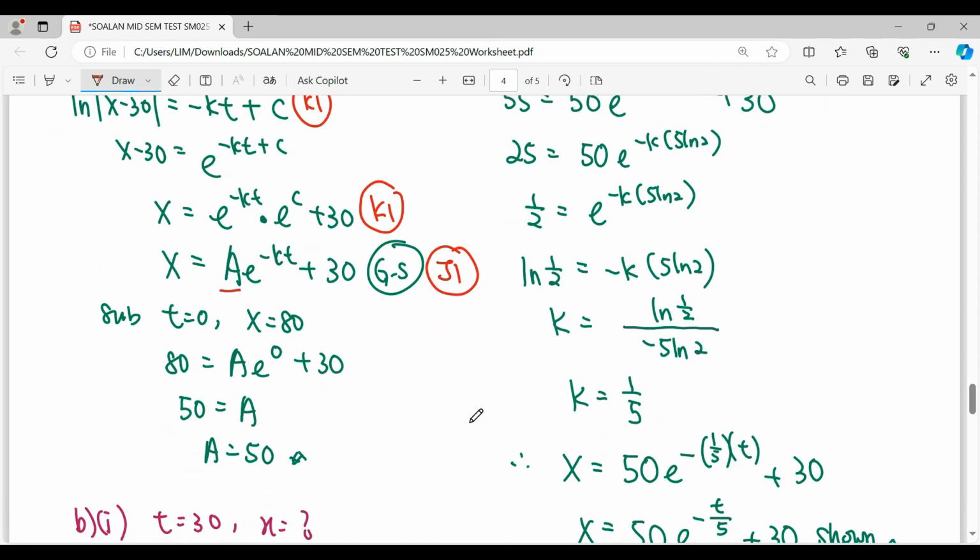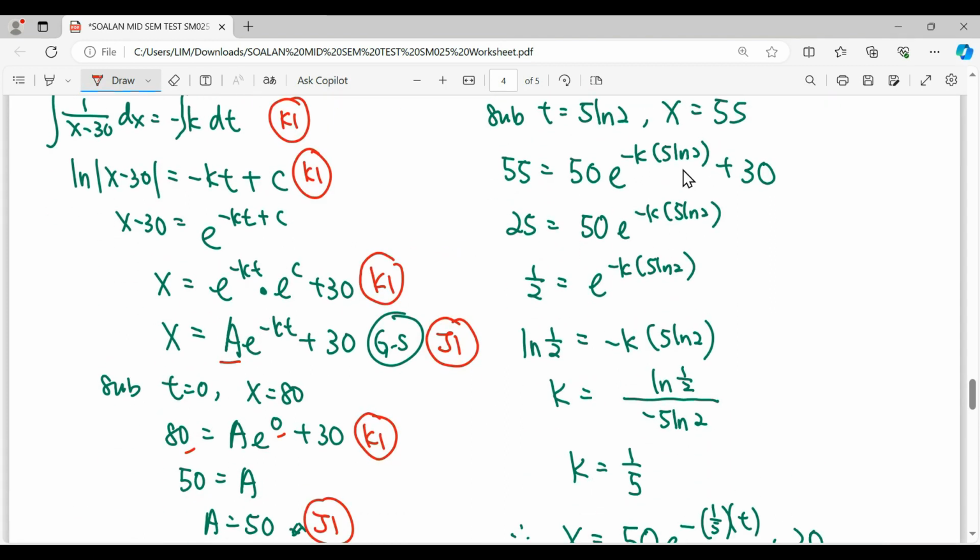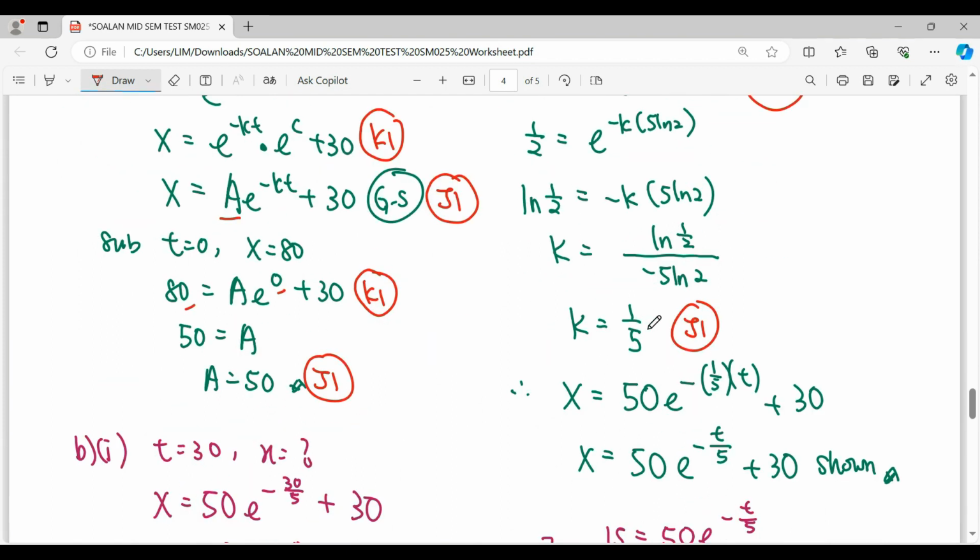And then we start substituting values, where x is 80 when t is 0, to get the value of A. Another piece of information is to substitute t equals 5 ln 2 and x equals 55. Then simplify until you get k is 1 over 5. After that, only then we substitute back into the general solution, where this is A and this is the k that you found. This is the particular solution that you need to show.